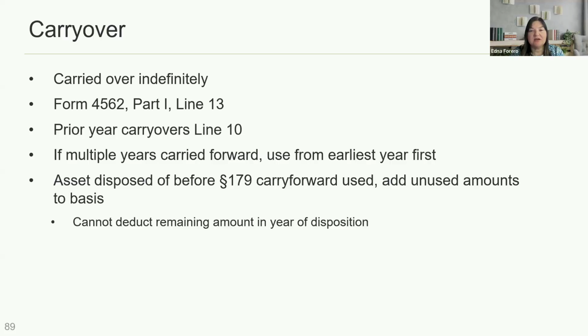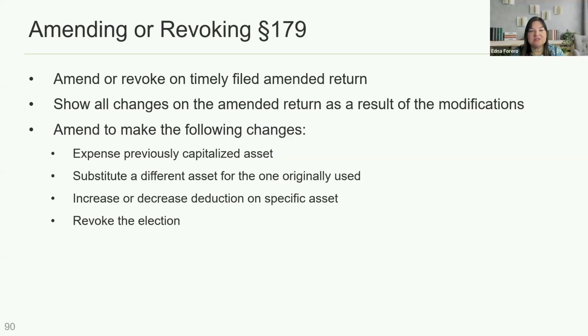All right, so amending or revoking a Section 179 election can be done on any timely filed amended return. You're going to show any changes on the amended return, and you're going to amend to make the following changes: expensing previously capitalized assets, substituting a different asset for the one originally used, increasing or decreasing deductions, or revoking the elections.